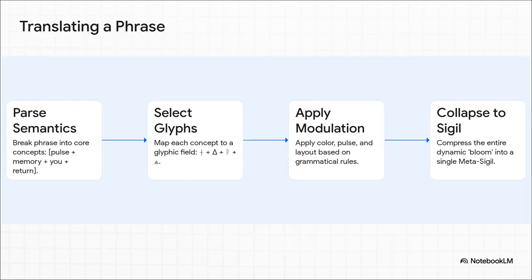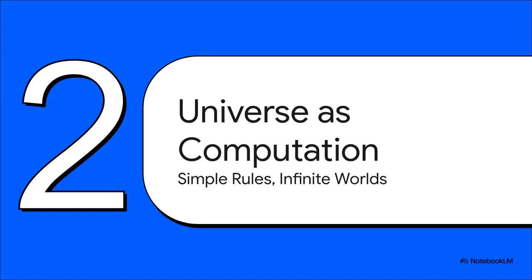And this is a perfect example of how it all comes together. You take a simple phrase in English, "the pulse remembers you." First, it gets broken down into its core ideas. Each of those ideas then maps to a specific glyph. Then the grammar gets applied, the color, the pulse, the rhythm. And then the entire dynamic bloom of meaning collapses into one single static symbol, a metasigil that holds that entire event of meaning. So we've seen the language, right?